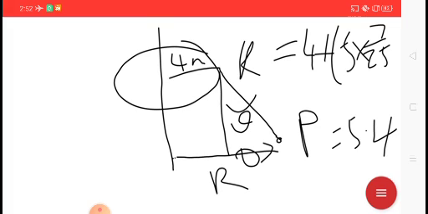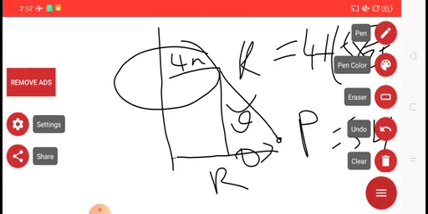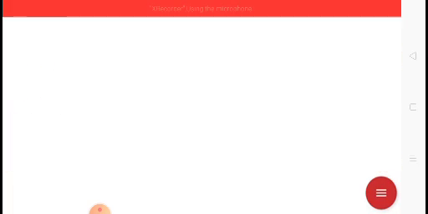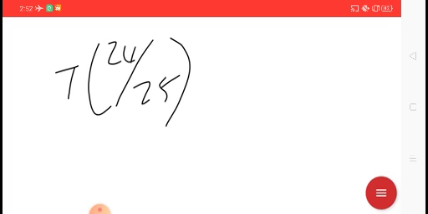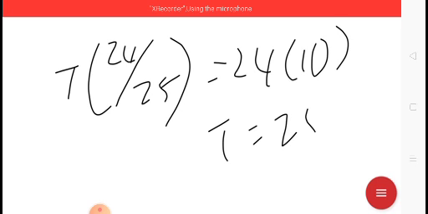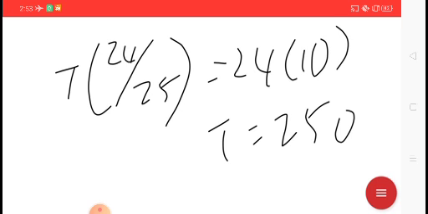B. State the value of T tension in the rope. Okay, you can do like that. The tension in the rope, you can see T cos theta. T cos theta equal to 24 over 10. So you get T equal to 250. Tension in the string, in the wire.